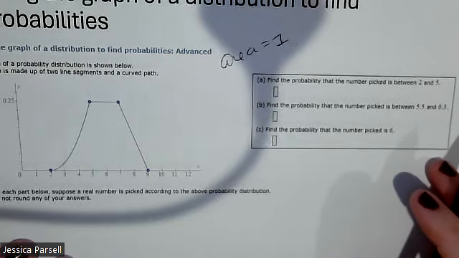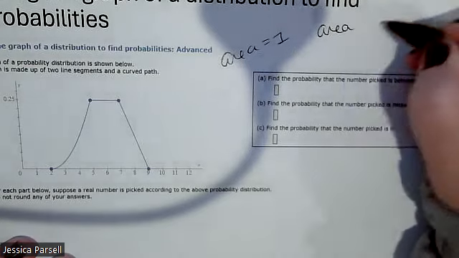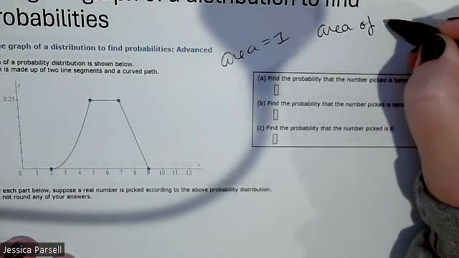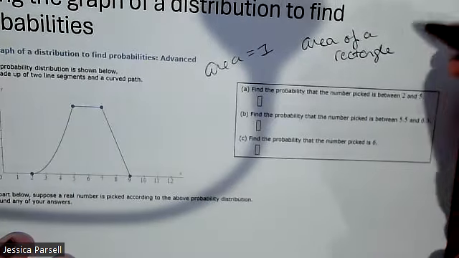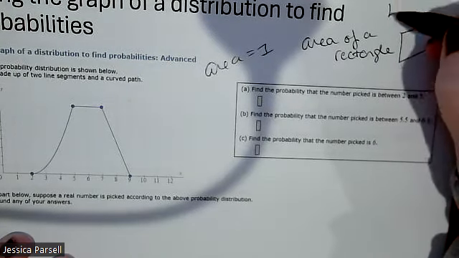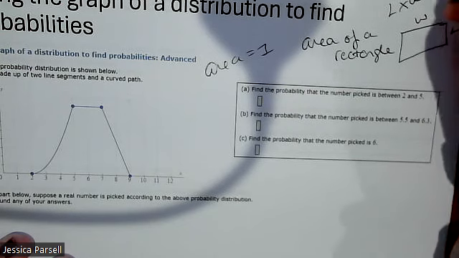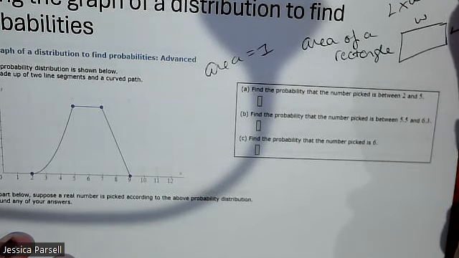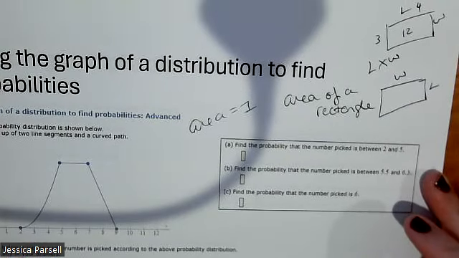A couple other things that we're going to need to bring into play here, and it's some geometry. So the first thing is recognizing and remembering area of a rectangle. Area of a rectangle, if you recall, is length times width. Here's width, here's length. So let's say your width was 3 and your length was 4. 3 times 4 would be an area of 12. So area of a rectangle, we're going to need that.